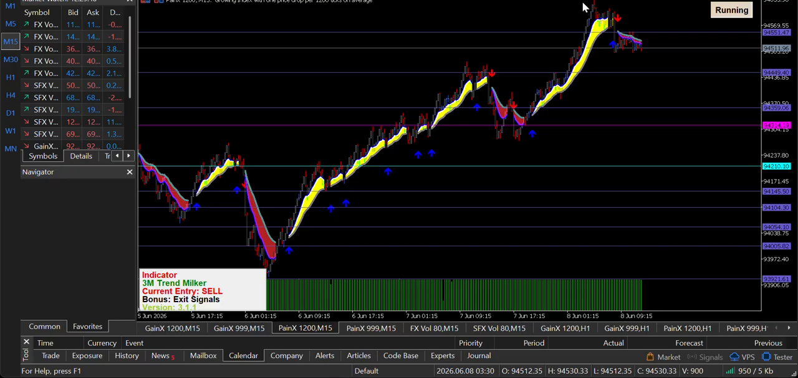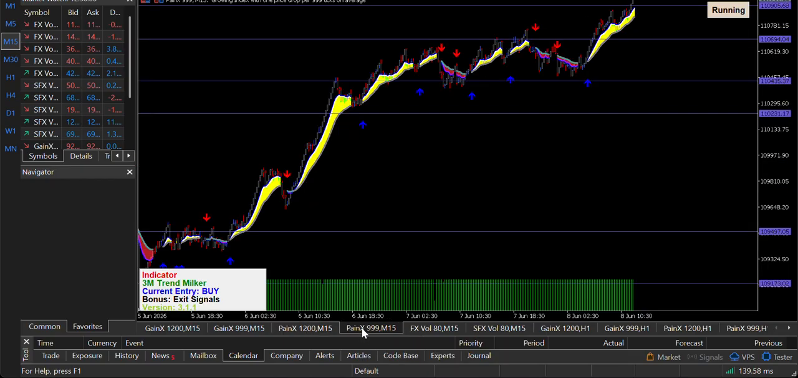If it goes back up and it breaks out from this structure, then it is still on uptrend, then definitely it's going to buy more. But if it's unable to break out above this resistance zone, then it will go back on full downtrend right from there. So this is very, very important. So let's check out GainX 999 also.